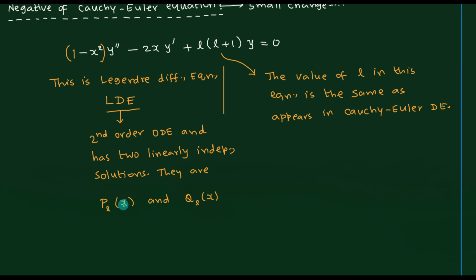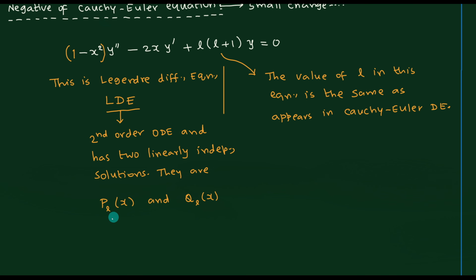In particular, you can use either the Frobenius method or the power series method. Because we are going to obtain the solution about x equal to 0, actually the power series method will work. If you have singular points, you have to use the Frobenius method. Let us not go into the detail of that method.